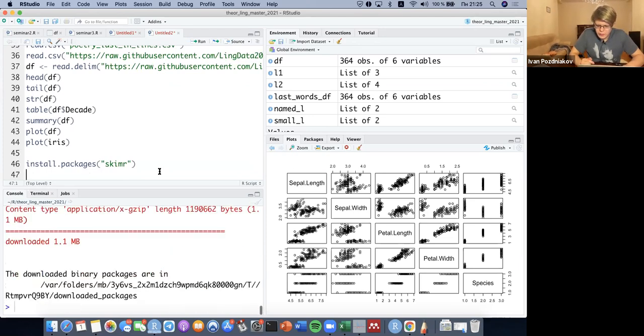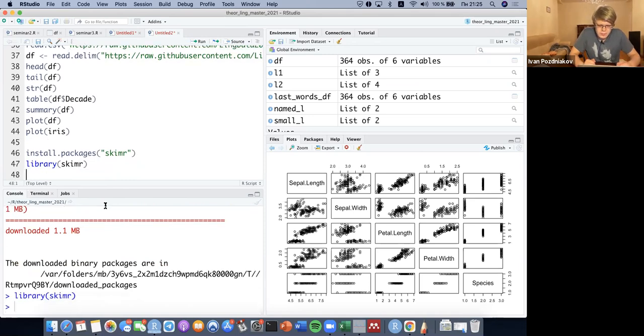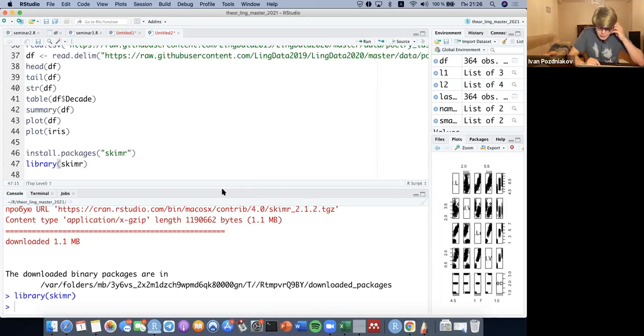So I'll just show how it works. You need to run this line only once, and then after it's downloaded, you can write library and run this line to attach this package to your namespace. And this makes functions and data sets in this package open to you. This package is very simple, but I found it really useful. I thought, oh no, I will never use this package in real life, but actually it's a really nice small package that is really easy to use.